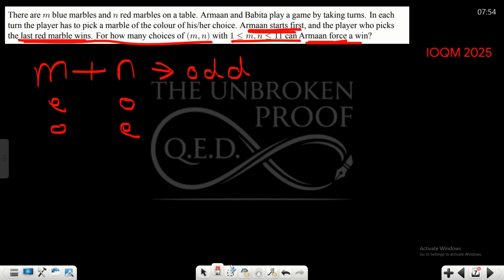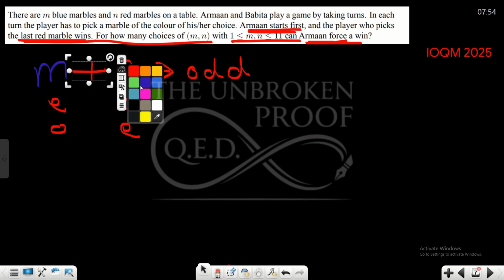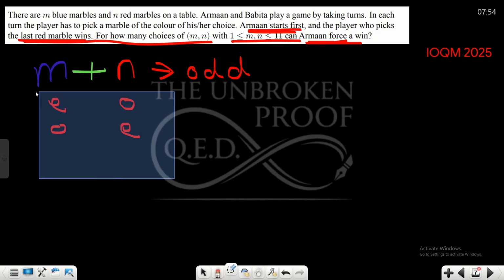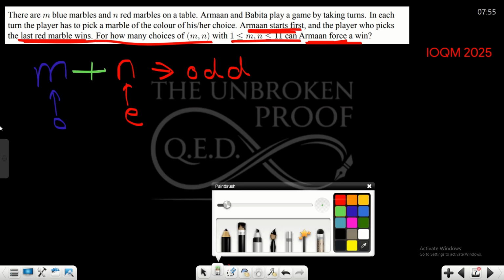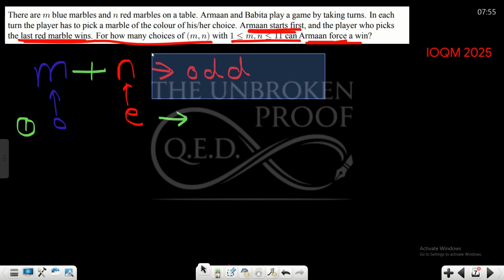Now we know that M is for blue marbles and N is for red marbles. So let me make this blue, and this is your red marble, this is a blue marble. Now the first case: if I keep N as even and M as odd. This will be the first case. Now if I do this case, then what will happen?